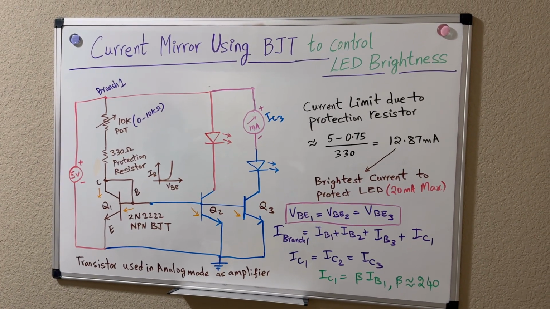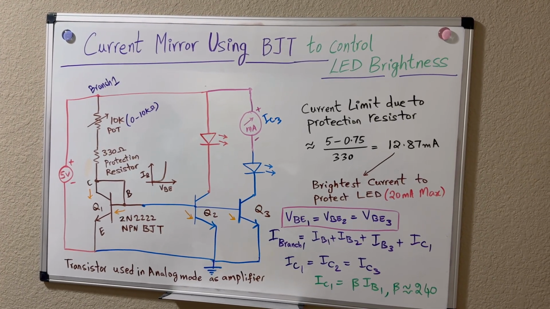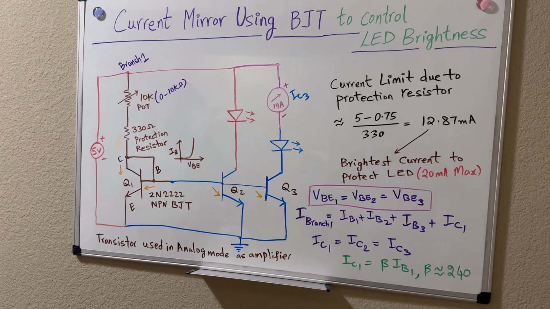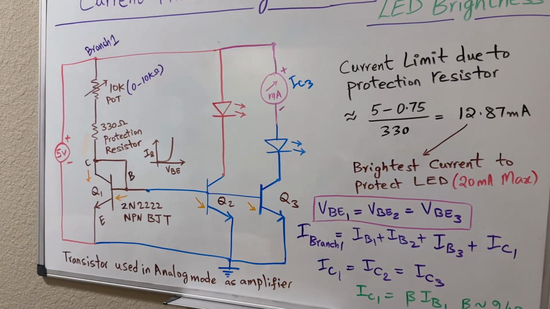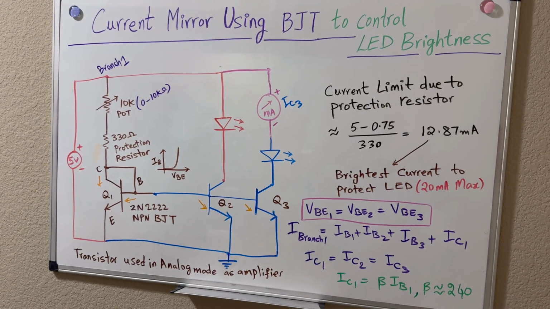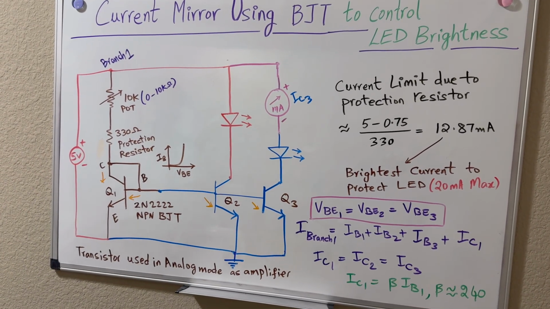Today we're looking at making a current mirror using BJT transistors to control LED brightness. So what we have on our circuit is three separate and distinct branches, each with their own transistor. We're using the 2N2222 NPN BJT transistor, and then we also have a supply of 5 volts.